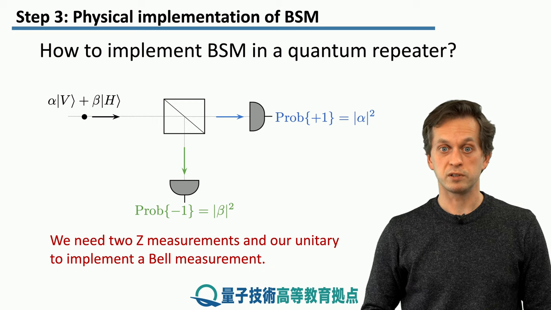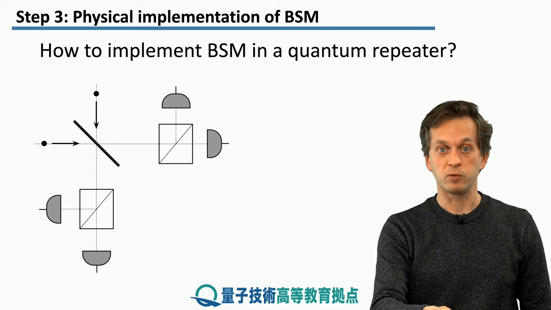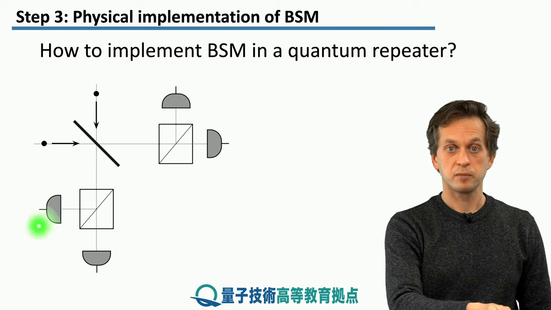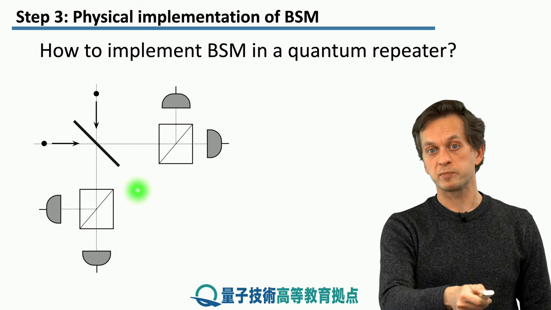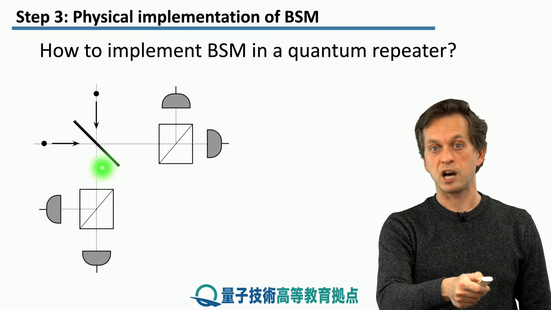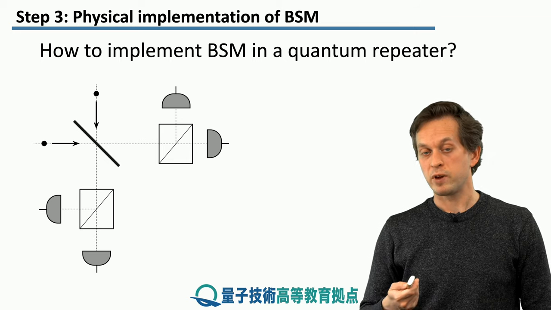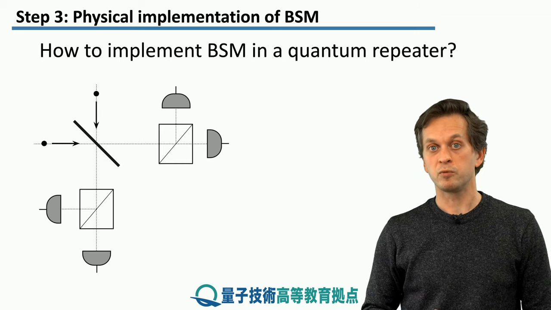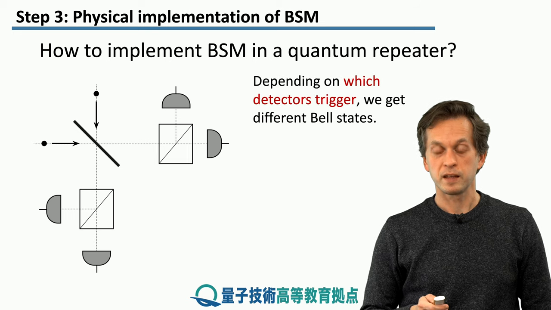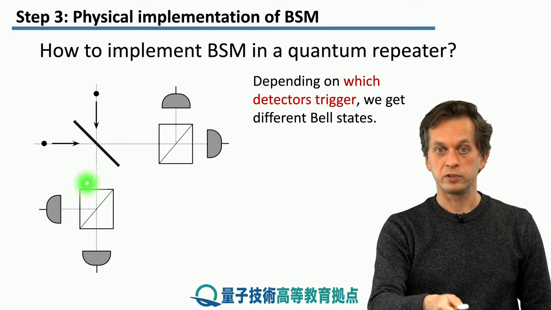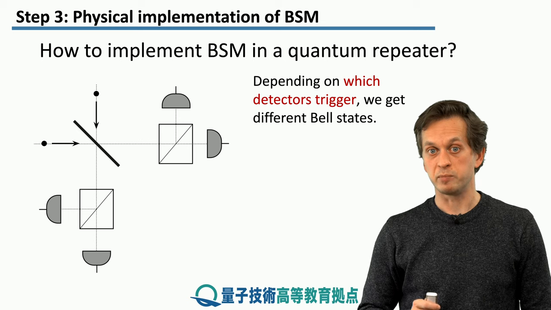So this implements our Z measurement, but we have seen in the previous step that for a Bell state measurement, we need two measurements in the Z basis and a suitable unitary. So let's see what happens when we actually take two polarizing beam splitters, each with two detectors, and we have just a regular 50-50 beam splitter over here, and we've got two photons coming from these paths. To be able to analyze this, we actually have not developed the proper tools. For that, we need a little bit more of quantum optics, but we can give you the result. So, depending on which of these detectors trigger, we will know which Bell state has been measured.